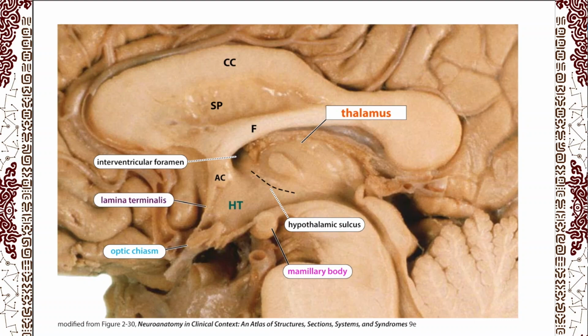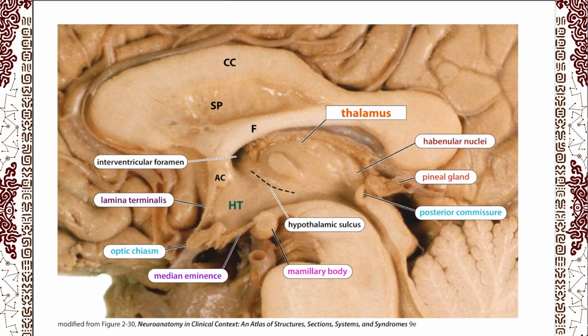Here is the lamina terminalis, or the terminating lamina for the anterior third ventricle. The median eminence, note here that the pituitary has been removed. Posteriorly, we see the habenular nuclei, the pineal gland, and the posterior commissure.